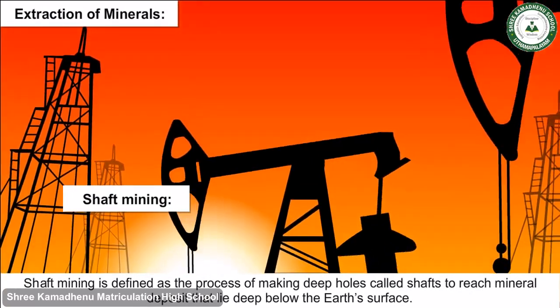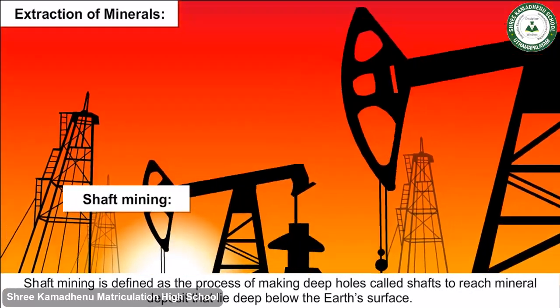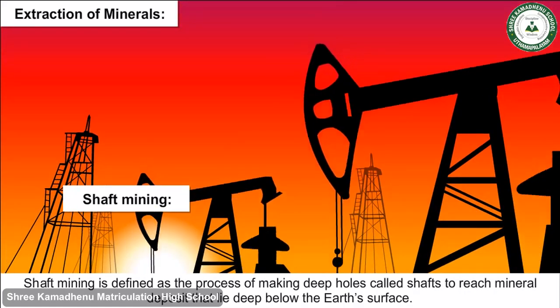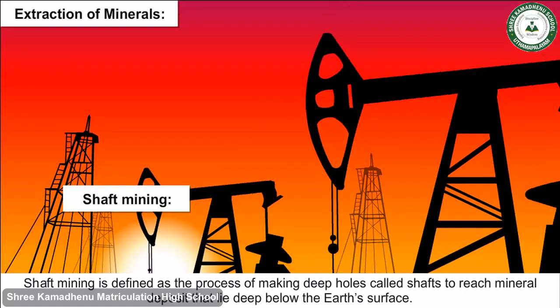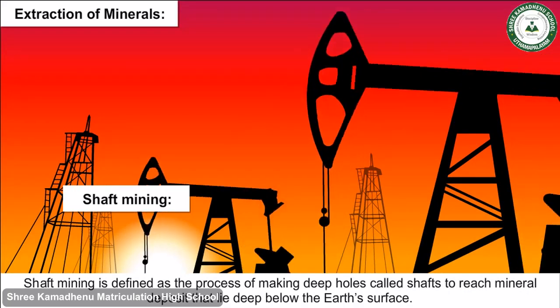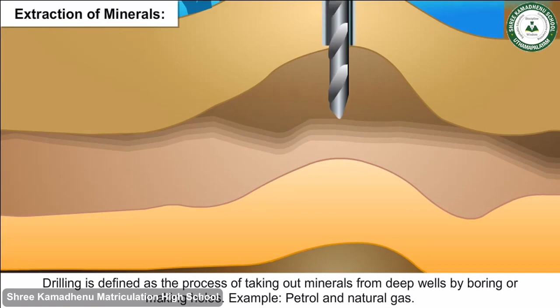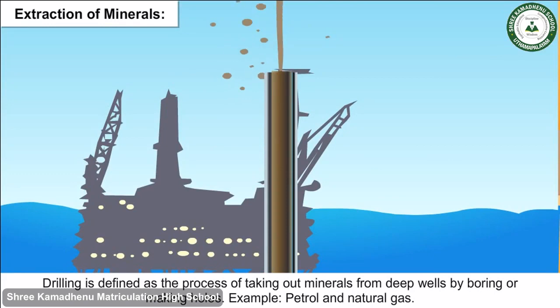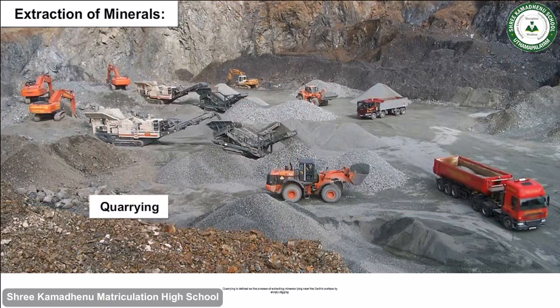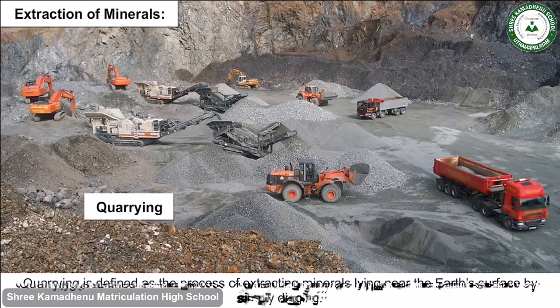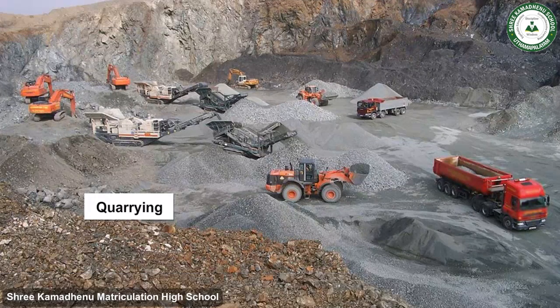Shaft mining is defined as the process of making deep holes called shafts to reach mineral deposits that lie deep below the earth's surface. Drilling is defined as the process of taking out minerals from deep wells by boring or making holes. Example, petrol and natural gas. Quarrying is defined as the process of extracting minerals lying near the earth's surface by simply digging.